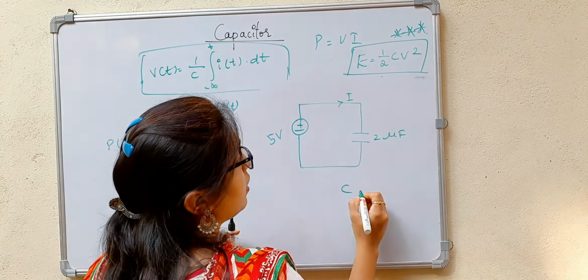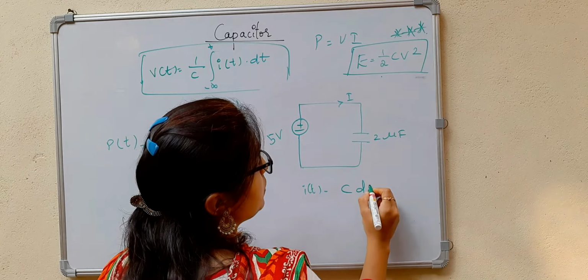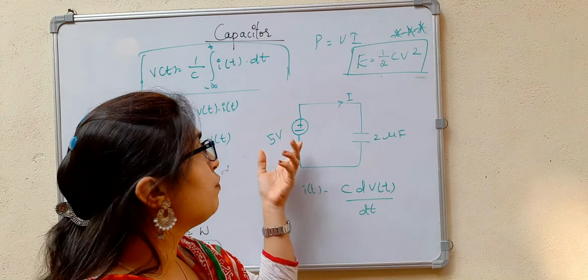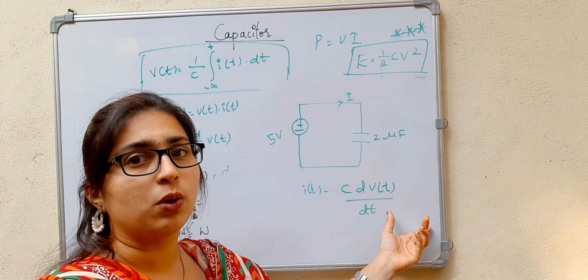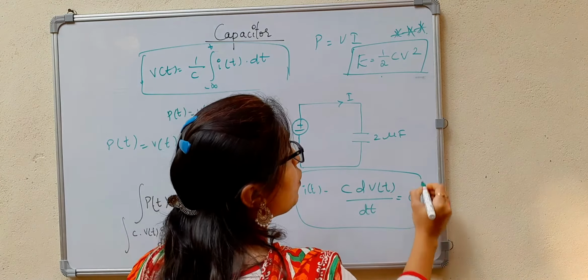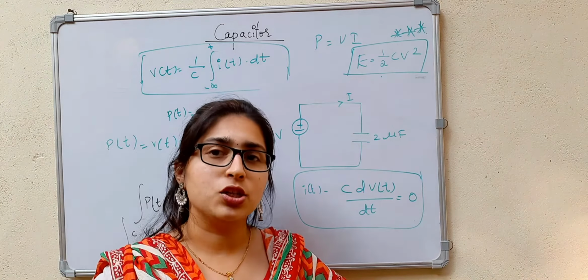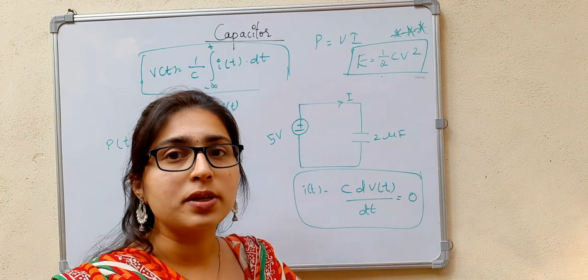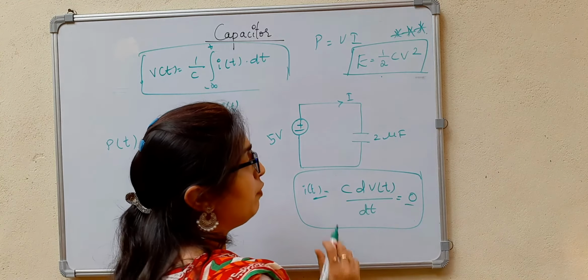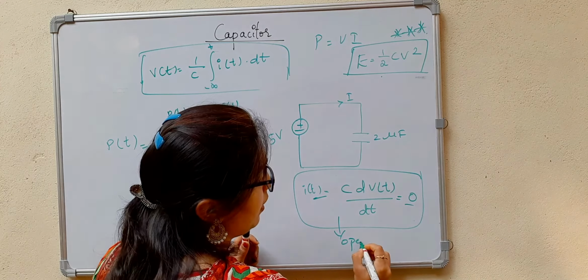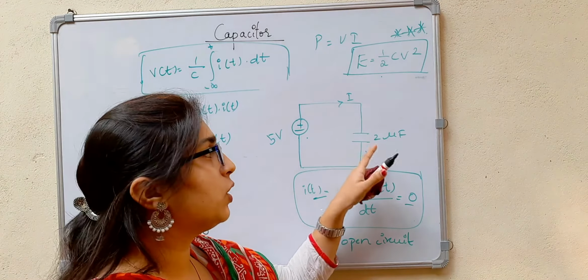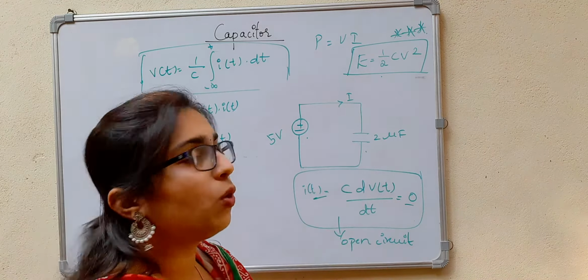So in this case, I of t is equal to C dv of t divided by dt, right? That means the differentiation of a constant voltage will be equal to 0, because you know the differentiation of a constant is 0. So I of t is equal to 0. In which case is that, short circuit or open circuit? It will be open circuit. That means there is no current flow. I equal to 0 means no current flow. This is the condition of open circuit, right? So the capacitor with a constant voltage acts as an open circuit.